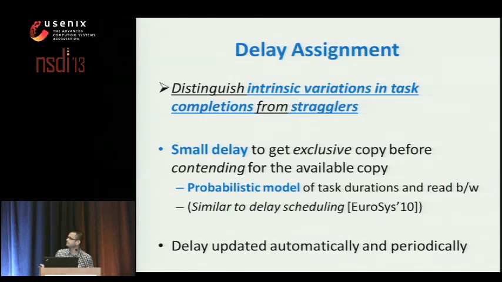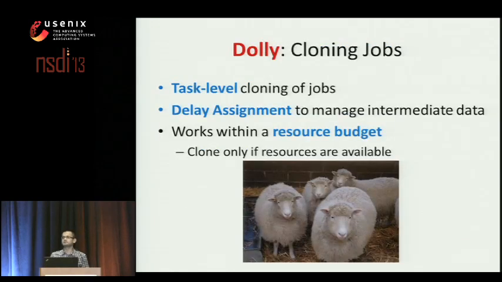So putting it together, what we have is a solution called Dolly. This is for cloning jobs, and this is after the first sheep that was cloned. This performs task-level cloning of jobs. It uses delay assignment to avoid contention in intermediate data, and then it works within a small resource cloning budget. That is, jobs are cloned only if there is sufficient budget available.